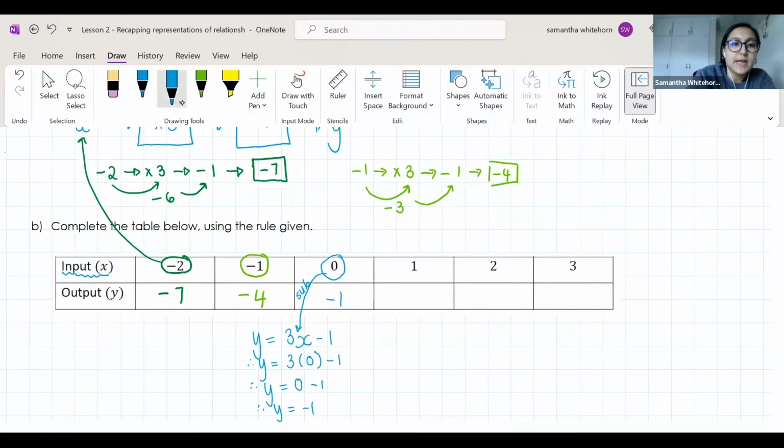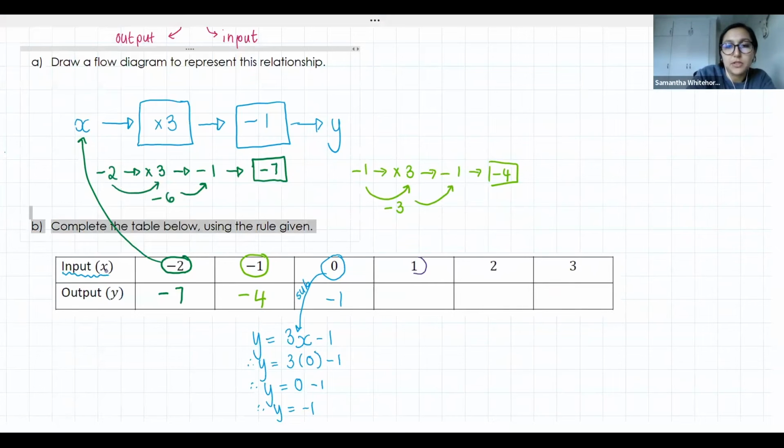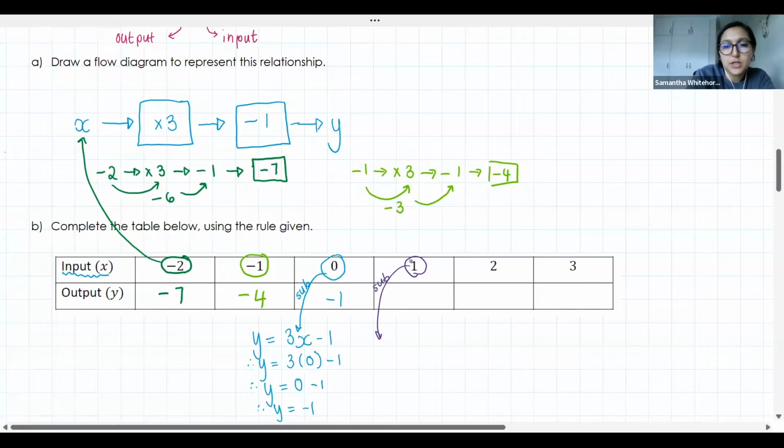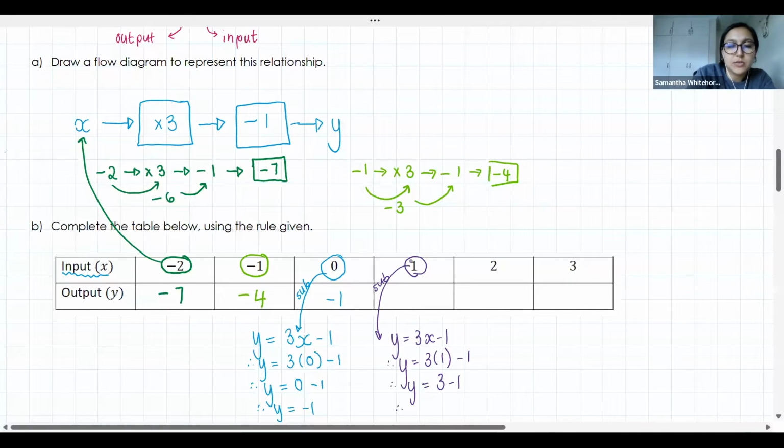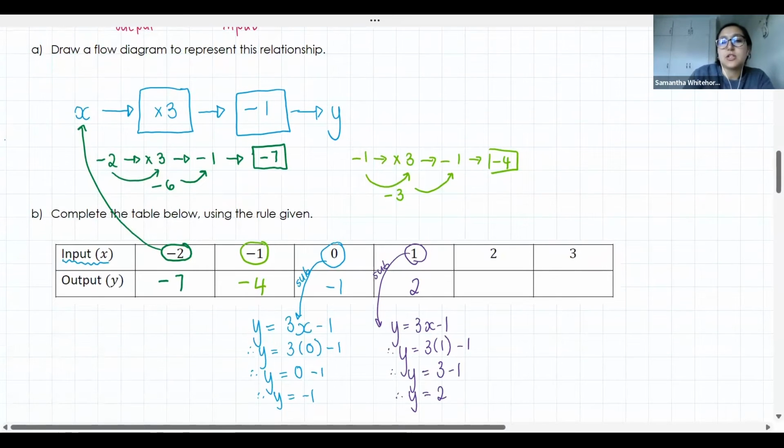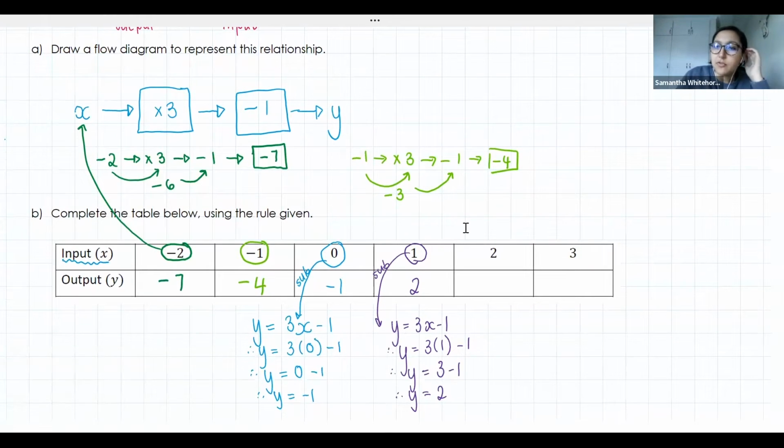If we do the same thing for our next input of +1, we're going to substitute into our equation y is equal to 3x minus 1. So we substitute in an input value of 1, so 3 times 1 minus 1. We then get y is equal to 3 minus 1, because 3 times 1 is 3. And so we get an output value of +2. And so we can put down our output value for the corresponding input that we were working with.